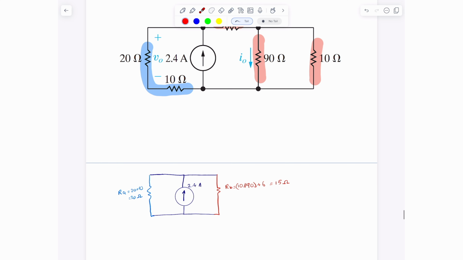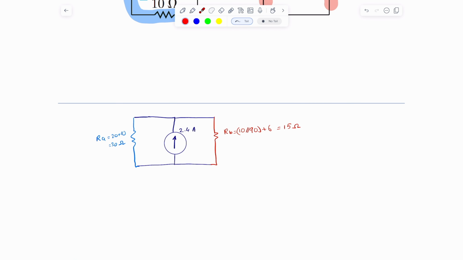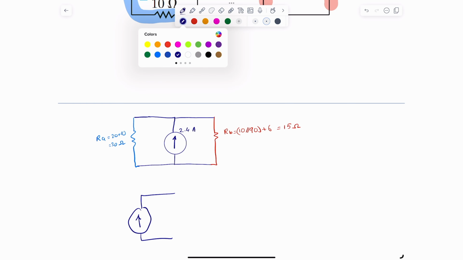I believe we should be able to apply current division in this particular circuit, even though it doesn't look like it, but these three are in parallel. You might be able to see it a lot easier if I actually redrew that circuit like this, for example. We can do this here. So this is the blue resistor in here, and this one here is the red resistor. I can rearrange them. It's exactly the same circuit, and you can apply current division for it.